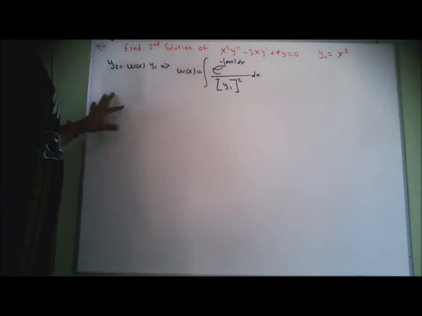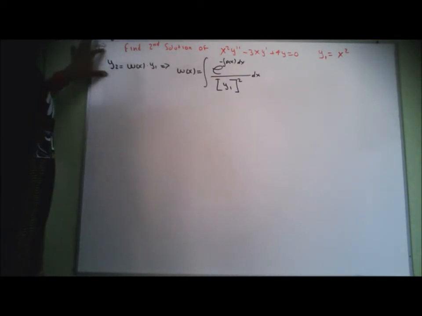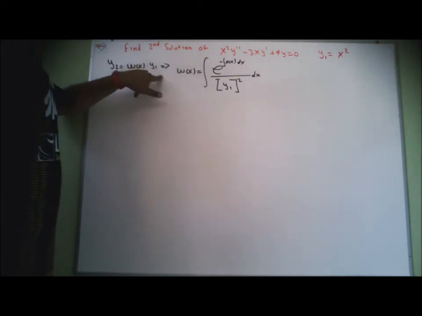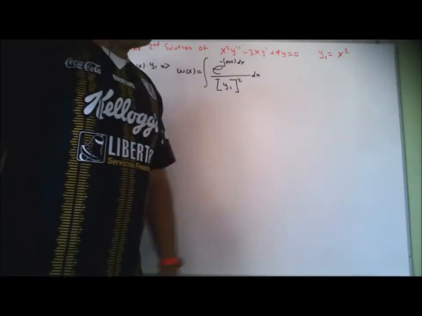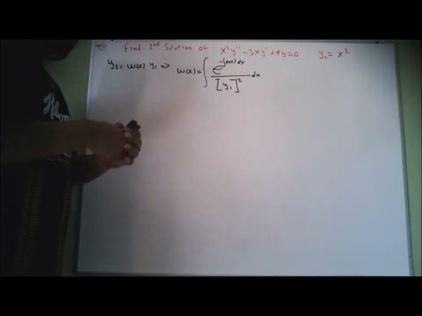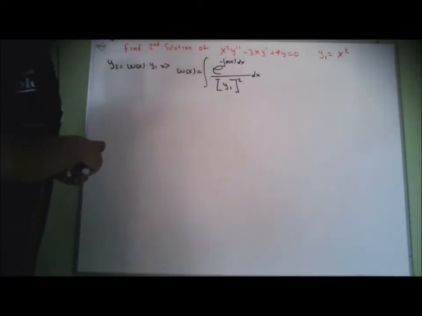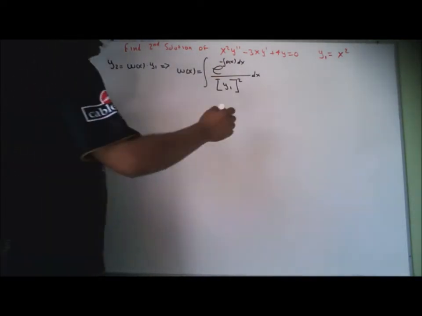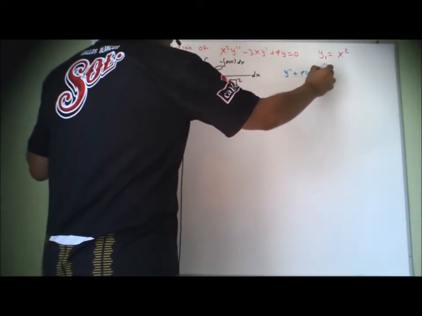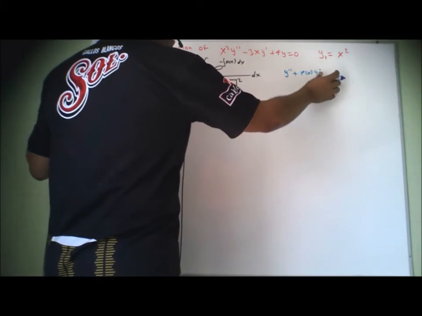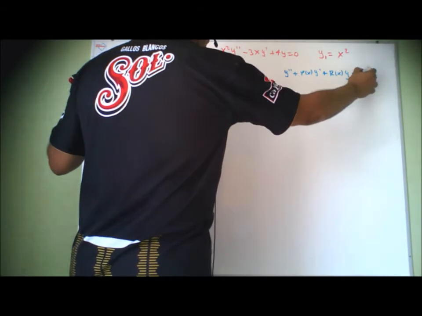Okay, now, then we have to find the second solution using this formula. The second solution is equal to w of x times my first solution, where w of x is equal to this formula that we developed on the previous video. Okay, now, but you have to be very careful. We developed this formula assuming that the differential equation is something like this: second derivative plus p of x, first derivative, plus r of x, y equal to 0.